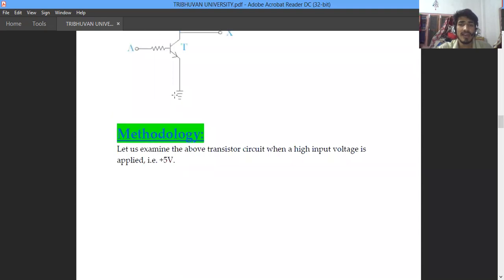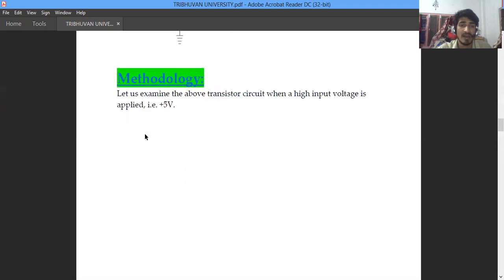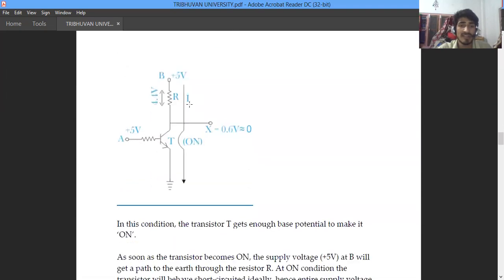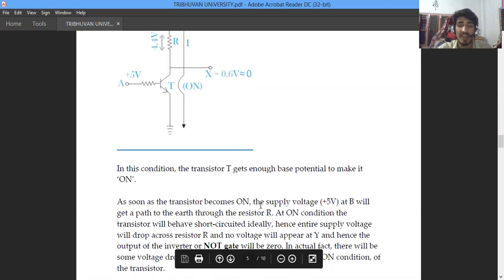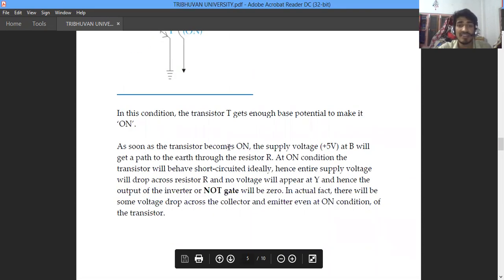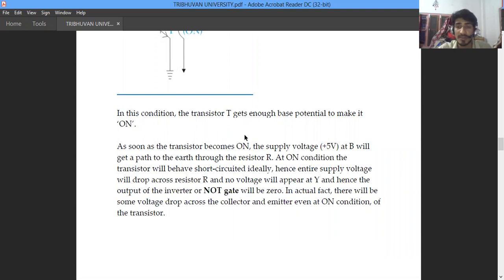In the above circuit diagram, we examine a high input voltage of 5 volts applied. This is the 5 volts applied here, going into this section, and the corresponding output is 0. In this condition, the transistor gets enough base potential to turn on. As soon as the transistor turns on, the supply voltage of plus 5 volts at terminal B gets a path to earth through the resistor R.